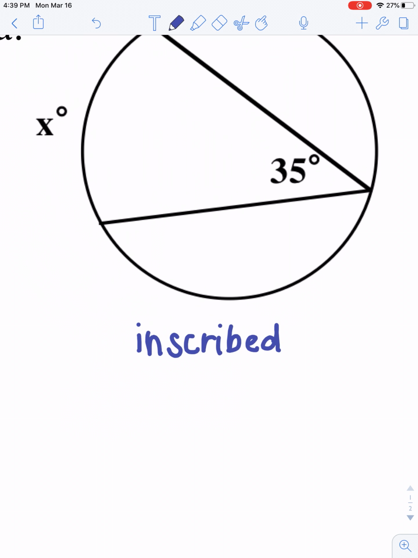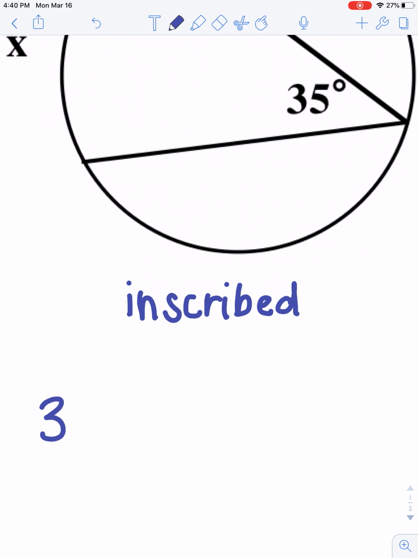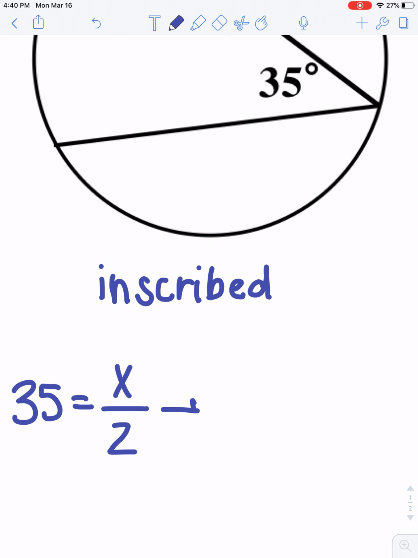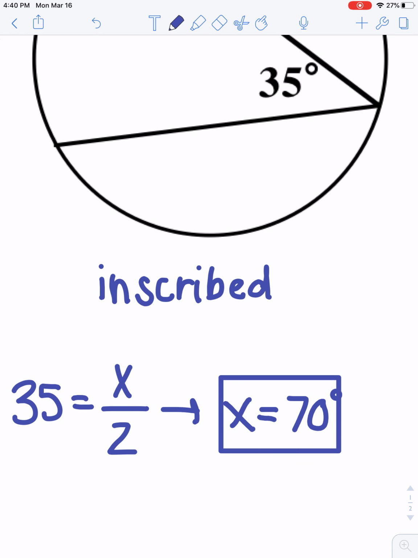We're given that the angle measure is 35 degrees, and we're trying to solve for the measure of the intercepted arc x. So we know that 35 degrees is going to be half the amount of x. So we're going to take this unknown x and divide it by 2. When we do our algebra, we get that x equals 70 degrees. So that would be the measure of the intercepted arc.